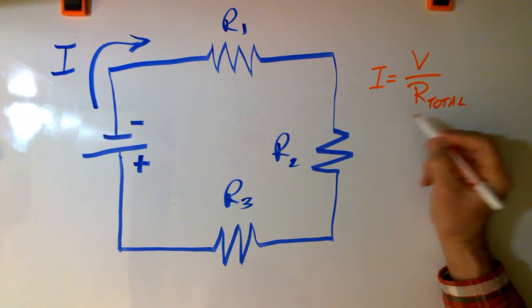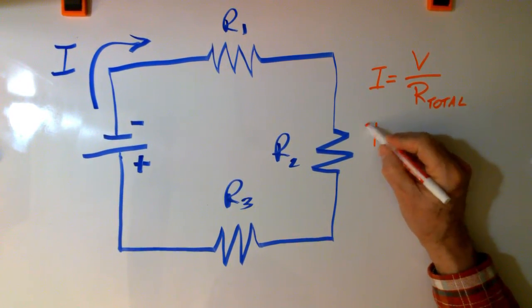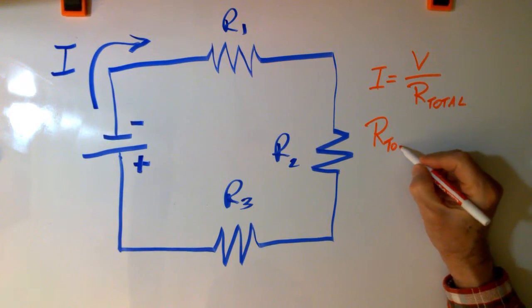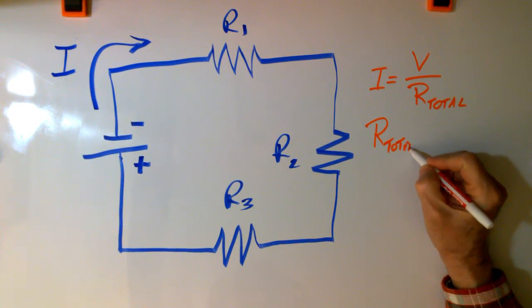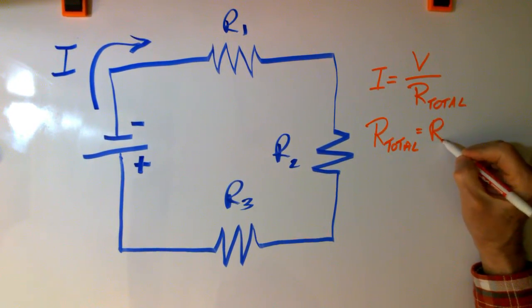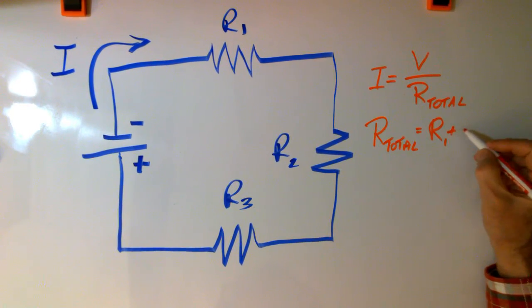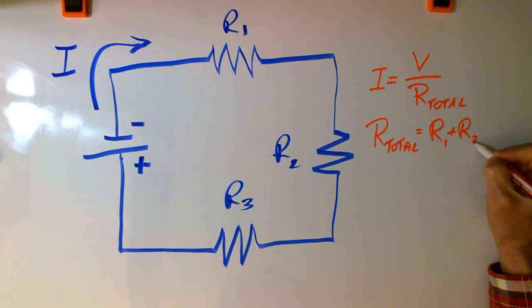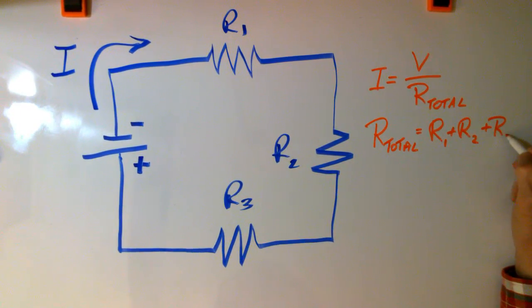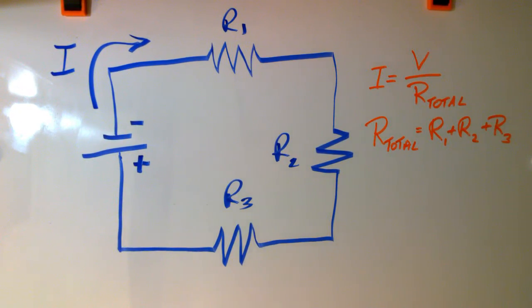In this case, and in all cases of series circuits, our total resistance is going to be equal to resistance 1 plus resistance 2 plus resistance 3. Okay.